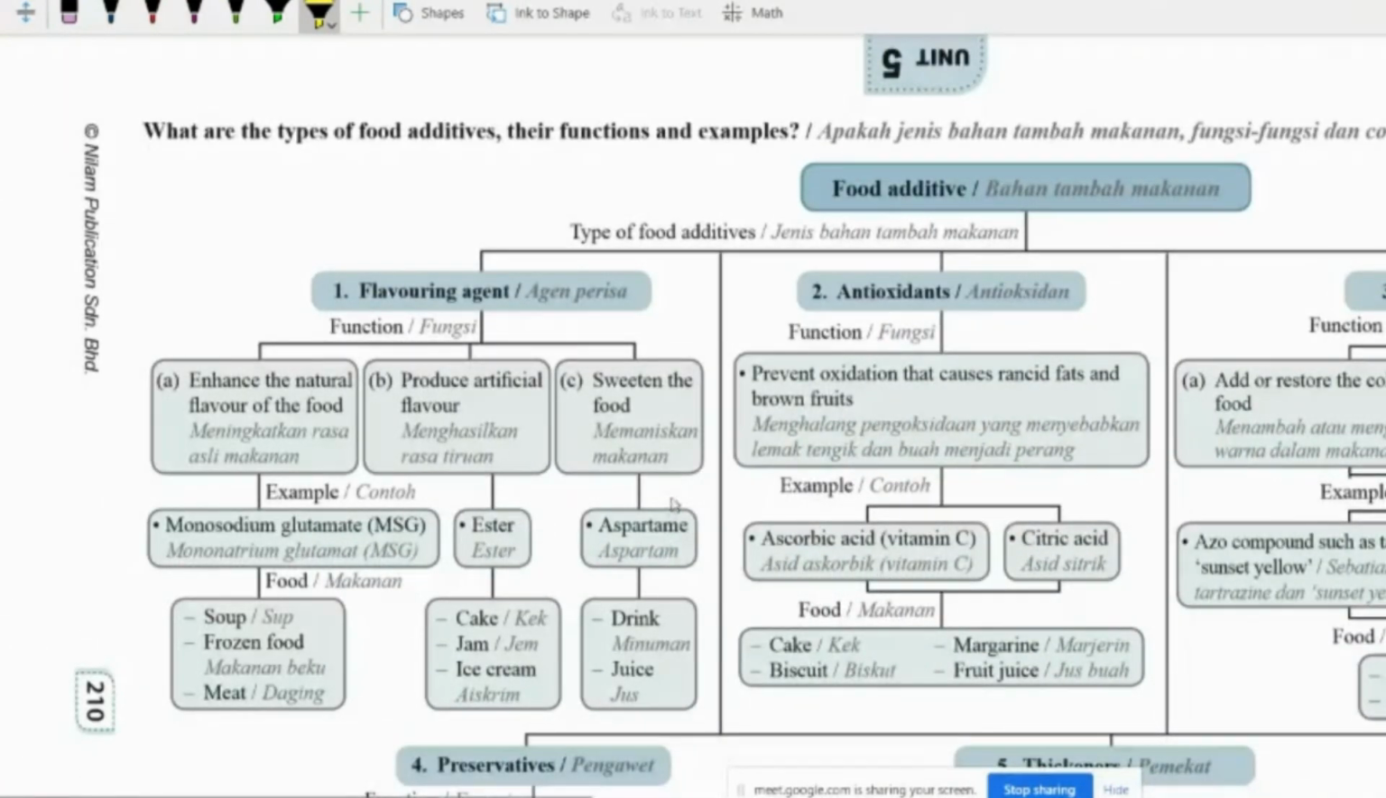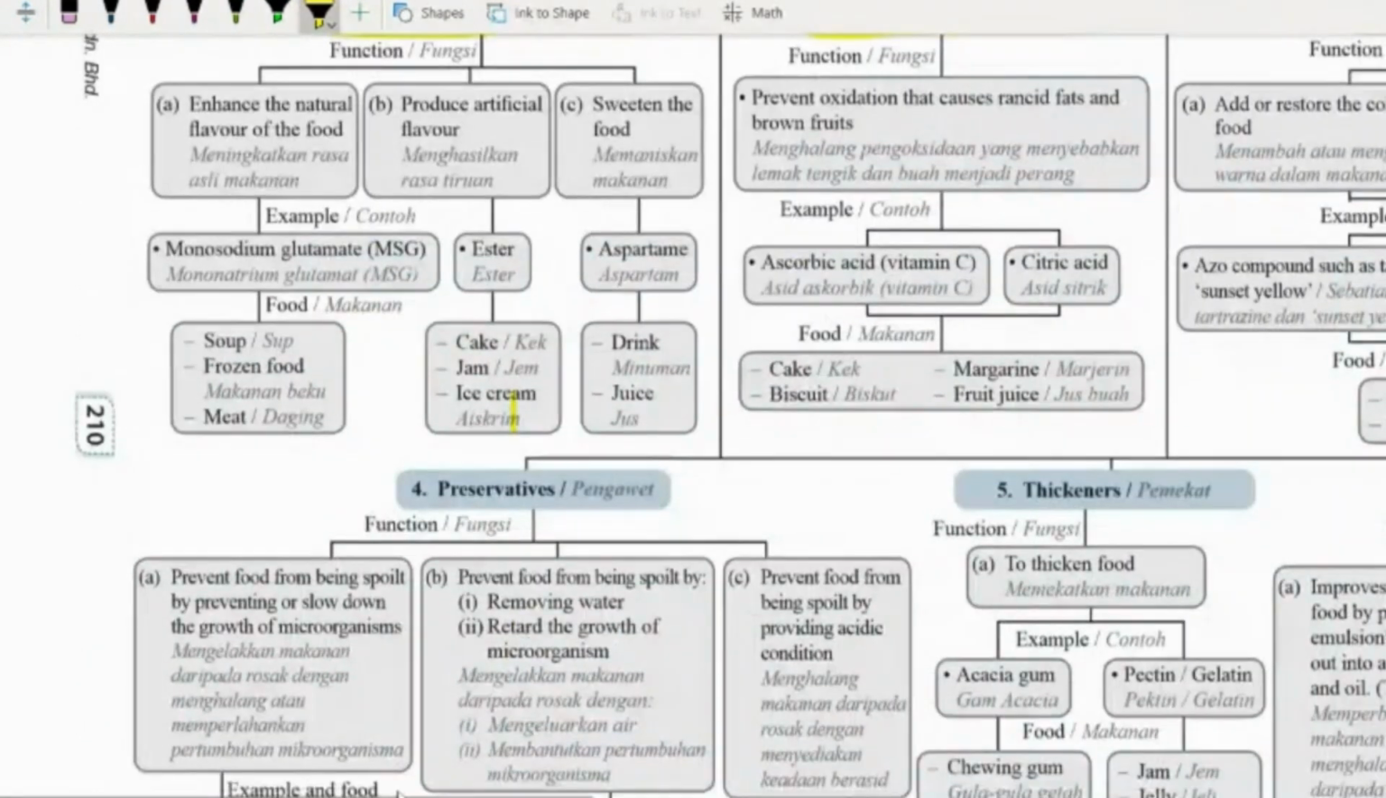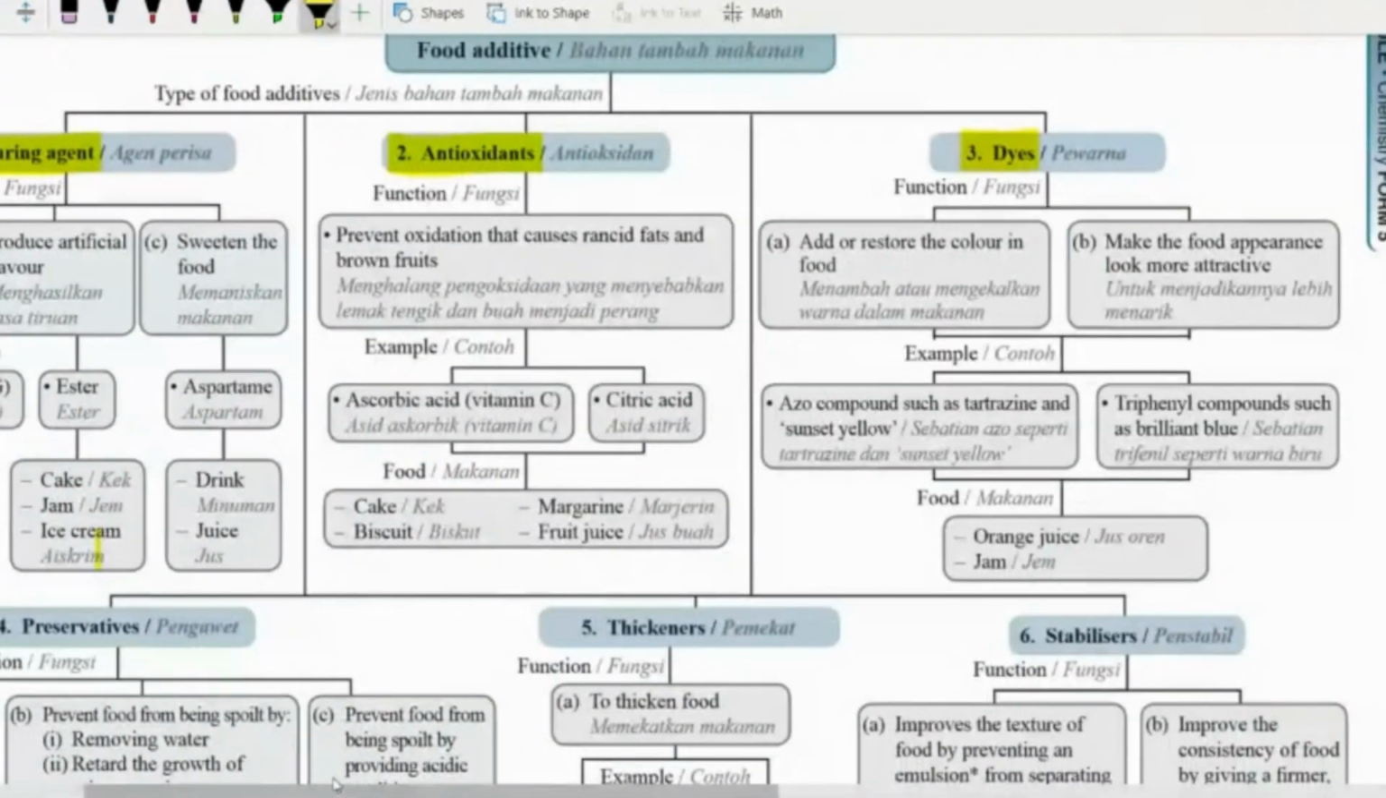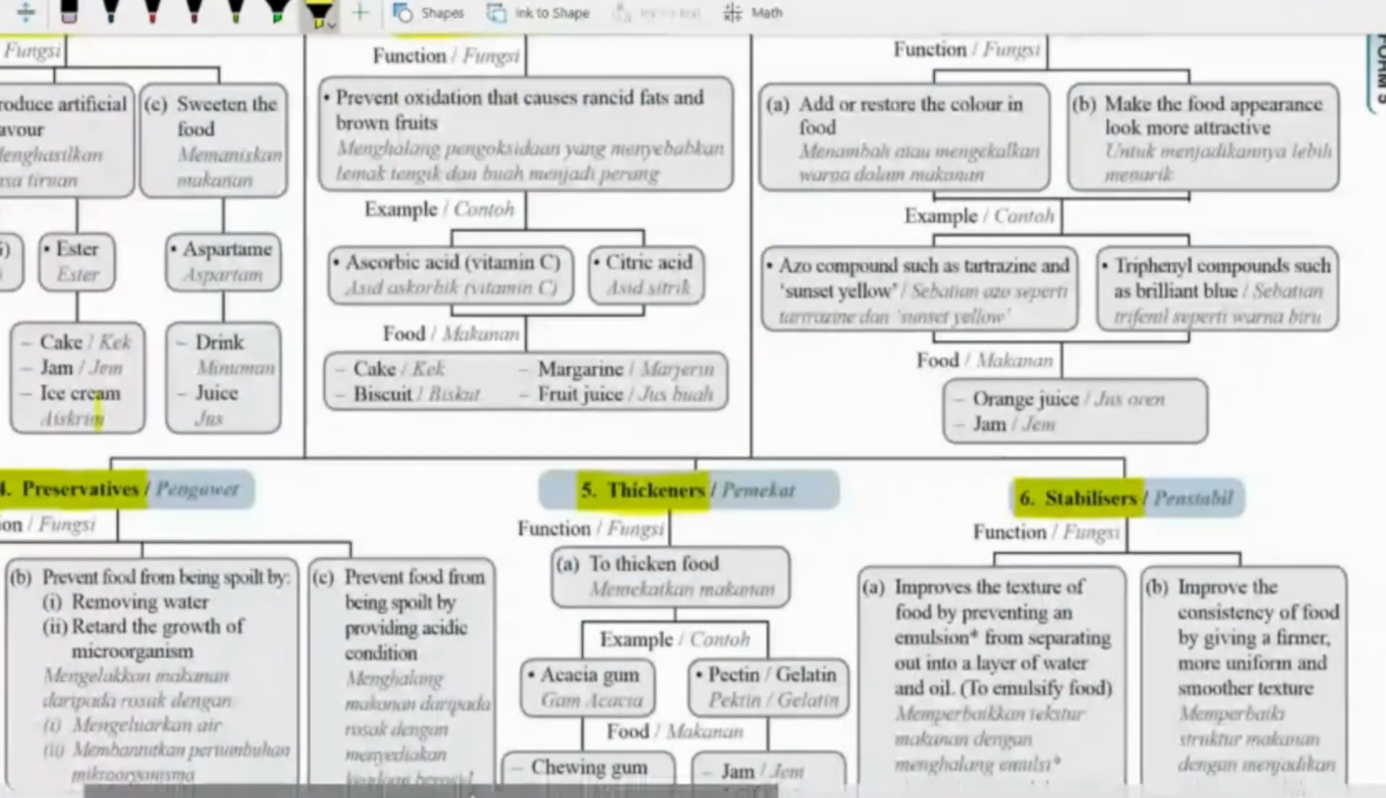Okay, so please have a look here. First one is flavoring. Second category is antioxidant. Next will be dyes, or sometimes we call it coloring. Number 4 is a preservative. Then after that is thickeners. Then finally is the stabilizer. We look into one by one. Actually, all are here already.